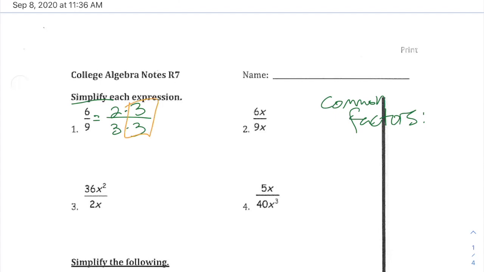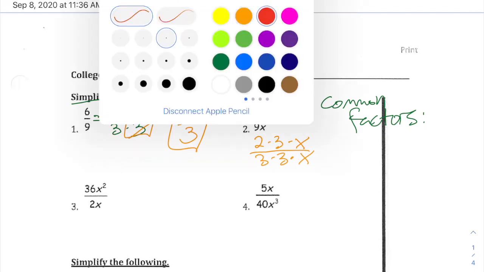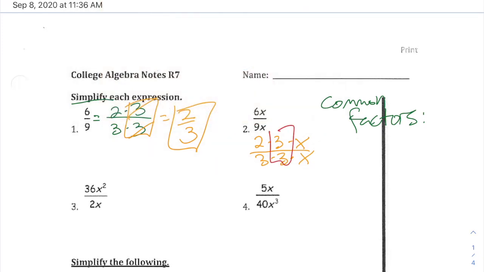And what we're doing here is, you guys use the term canceling out, but we're actually just dividing. It's just 3 divided by 3, which is 1, which is why 6 over 9 reduces to 2/3, or simplified to 2/3. If we look at number 2, it's the exact same idea. 2 times 3 times x, and this is 3 times 3 times x. And if we're looking at what's common, we have a 3 and an x. These are common factors, so we can go ahead and divide. x divided by x is 1, 3 divided by 3 is 1, and again we're left with 2/3.